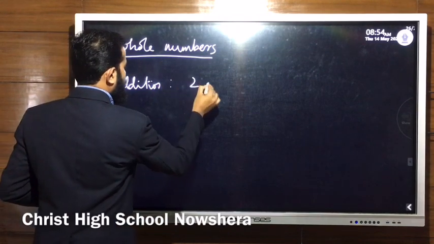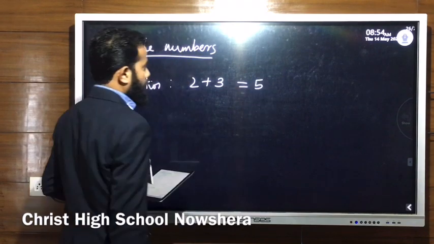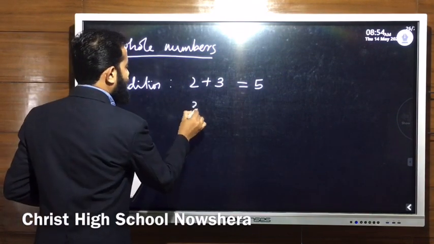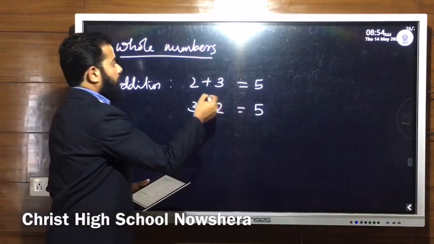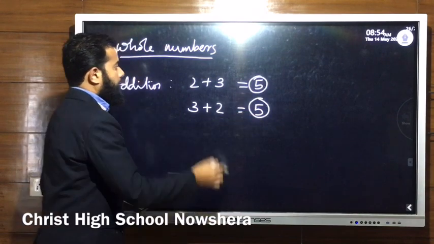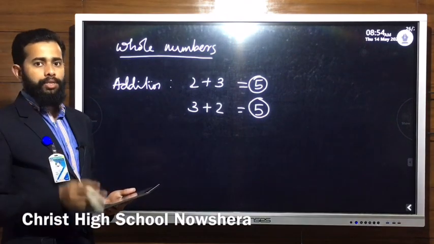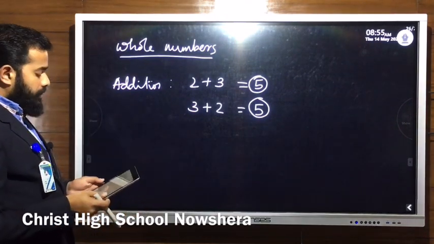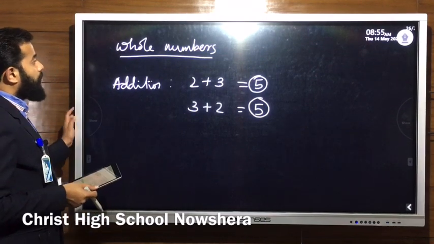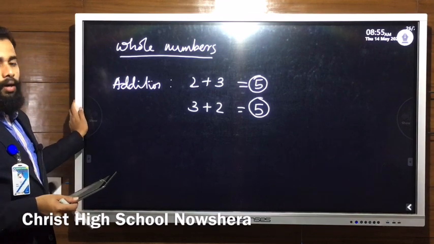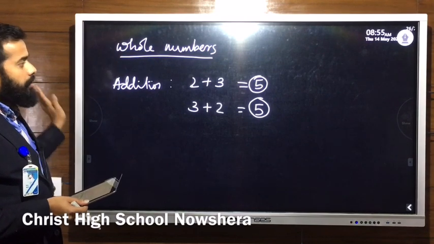Two plus 3. What is 2 plus 3? It is 5. Now we are just interchanging the numbers: 3 plus 2, that is also equal to 5. In both cases, the result remains the same, but the places of the numbers are different. We have interchanged the numbers. If we interchange the numbers and the result remains the same, we can say that the whole numbers obey the commutative property under addition.